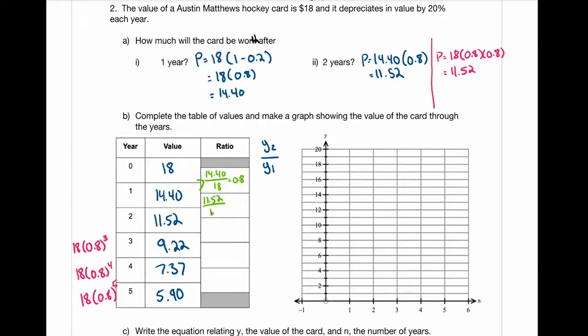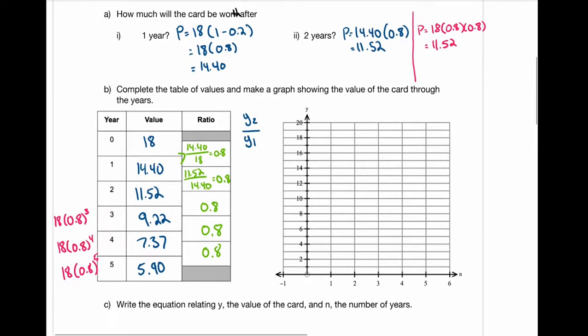11.52 divided by 1440, I get 0.8. And if I continue this pattern, I'm going to get the same amount, because the ratio tells me what the growth rate is, or in this case, the decay.